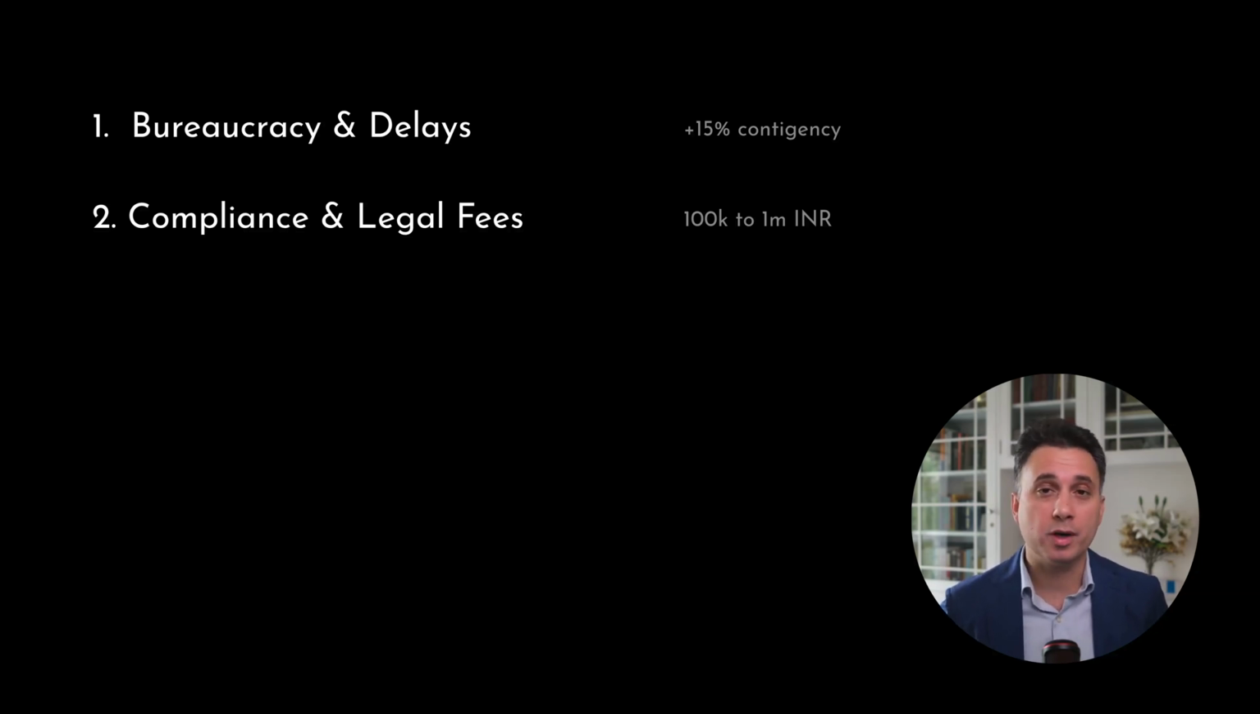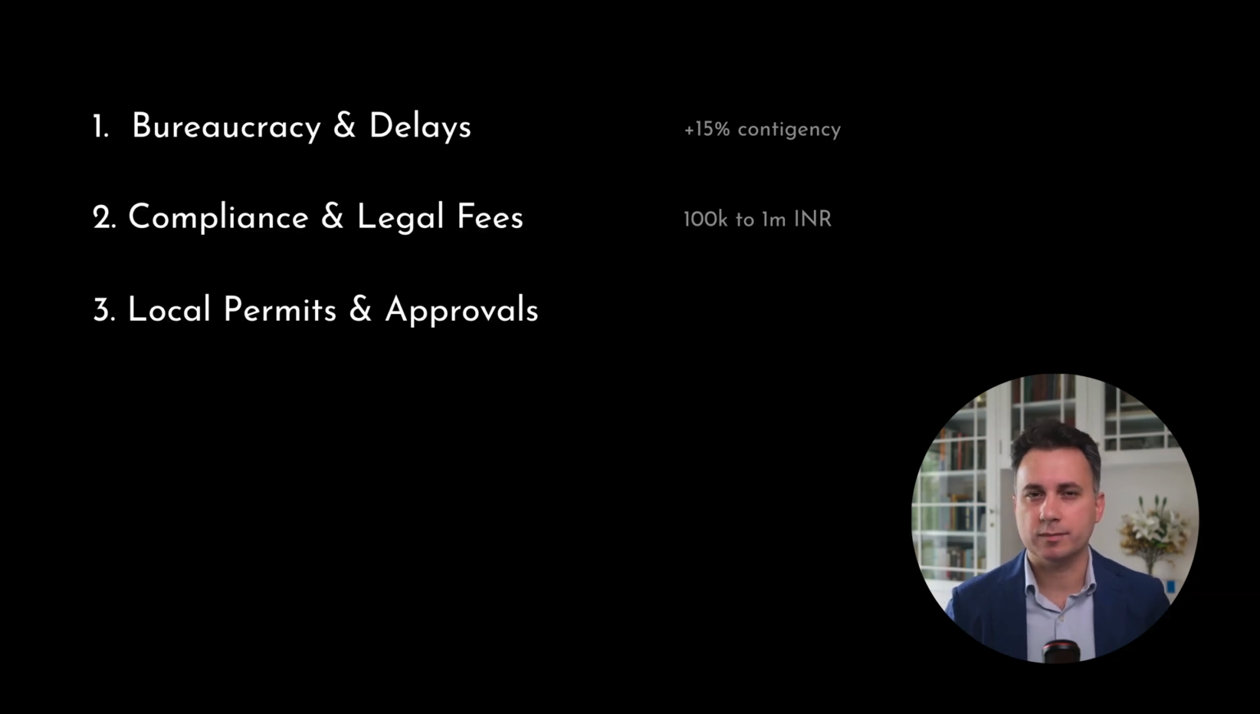Next, we have local permits and approvals. I covered this in my previous video on land acquisition. Beyond the major licenses, expect a barrage of local permits for everything from construction to signage. Each comes with its own fees and potential delays. Budget between 50,000 to 500,000 for these.